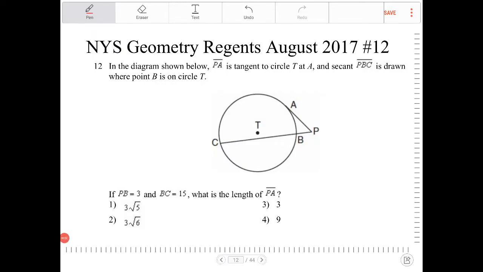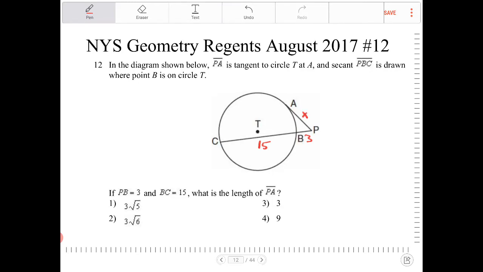In the diagram shown below, PA is a tangent to circle T at point A, and secant PBC is drawn where point B is on circle T. If PB is equal to 3, BC is 15, what is the length of PA? So the length of PA, I'm going to call that x.